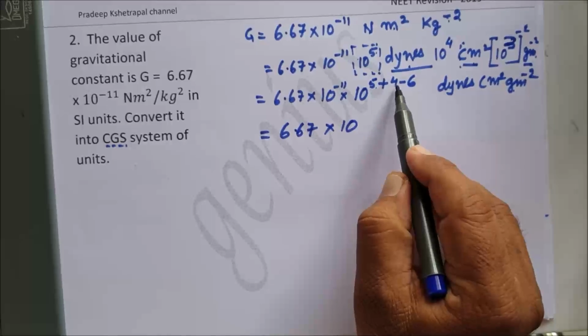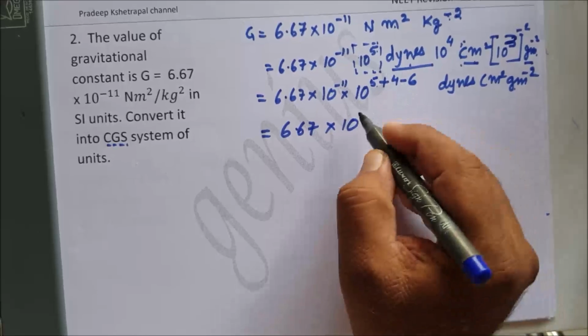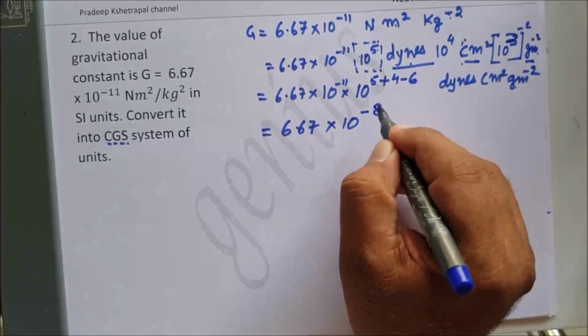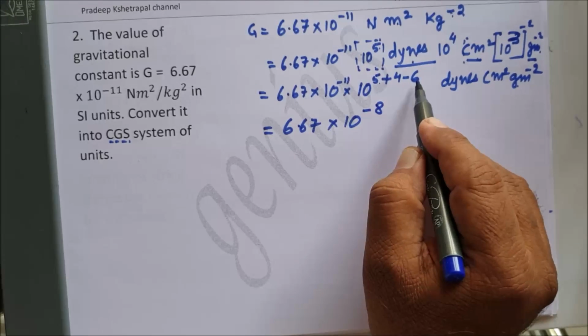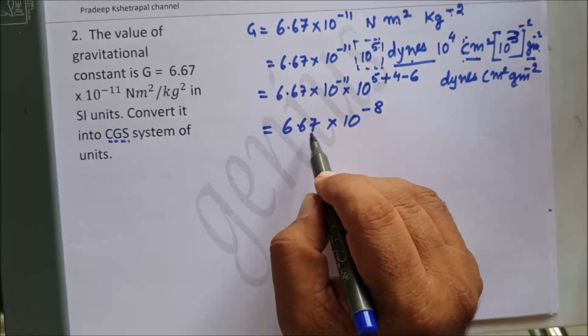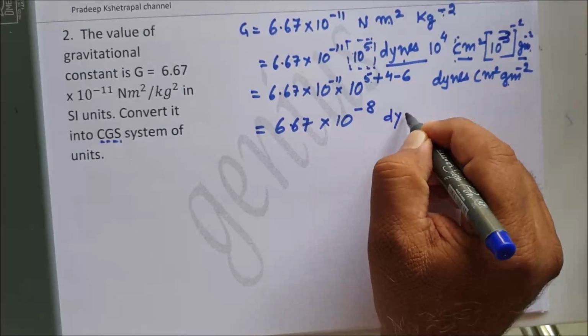This is 5 plus 4, 9 minus 6. That is plus 3, and minus 8 is equal to minus 11, and this is plus 3. So that is minus 8. 6.67 into 10 to the power minus 8. And now it is CGS system.